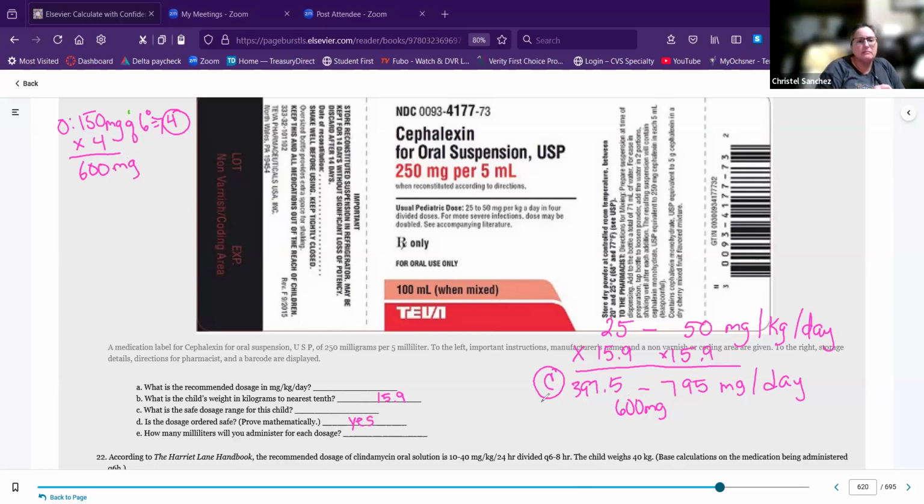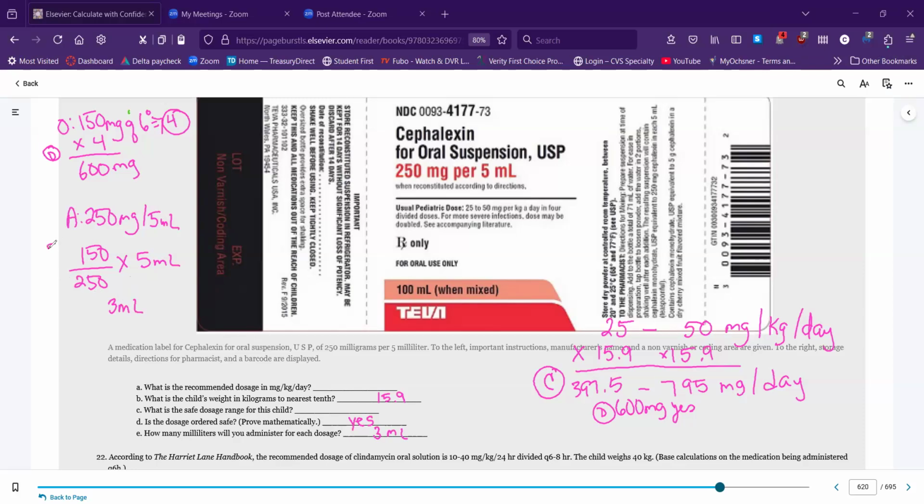Okay, and this is going to be part D. And then how do we find the milliliters that we're going to give? Our order was 150. We had available 250 per 5 mL. So I have my order divided by my available times my mL, times 5, which should be 3 mL. Is that what y'all got? Yes. All right, this would be E.